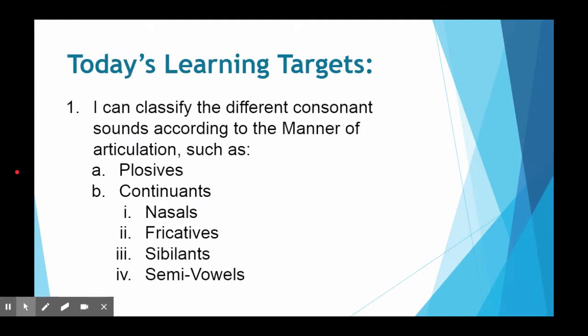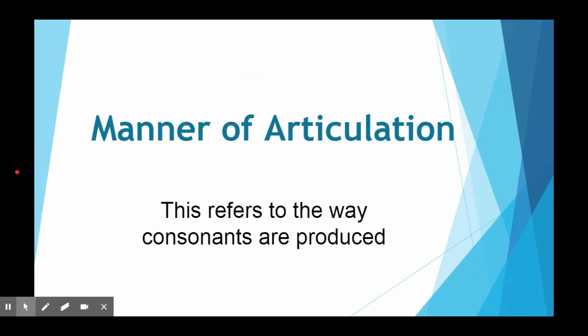Today's learning targets are the following. I can classify the different consonant sounds according to the manner of articulation, such as letter A, plosives, and letter B, continuants, particularly first, nasals, second, fricatives, third, sibilants, fourth, semivowels. Now, what is the manner of articulation? This refers to the way the consonant sounds are produced by the body.